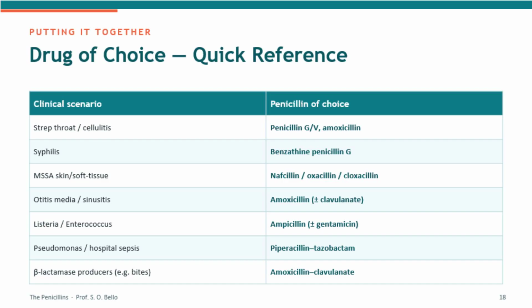For pseudomonas or undifferentiated serious hospital sepsis, piperacillin-tazobactam. And for classic beta-lactamase producers, including the mixed flora of human and animal bites, amoxicillin-clavulanate is the go-to. Notice the logic running through the whole table. Match the spectrum of the drug to the likely organism and escalate only as far as you need to. That principle, not rote memorization, is what good prescribing is built on.